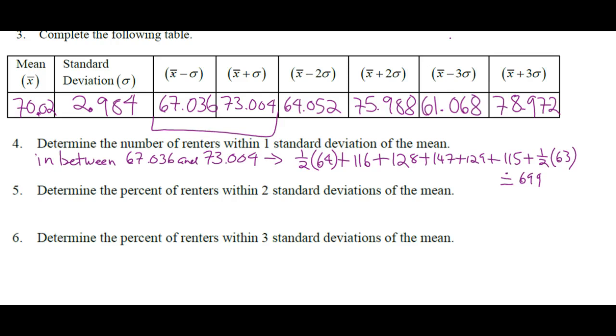And if we divide that by, oh sorry, 699, divide that by 1,000. It's 699 out of 1,000, which is 0.699, which is 69.9%. So we're saying around 69.9% of the data lies within 1 standard deviation of the mean.